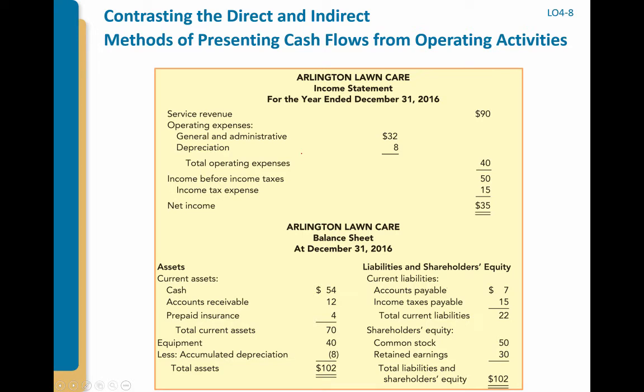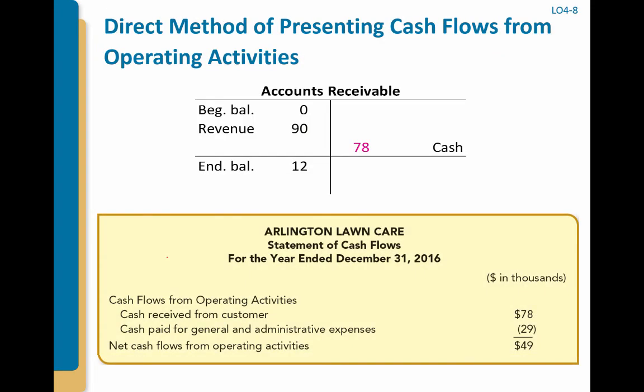So here we see basically our income statement and our balance sheets, and we need this information to go ahead and prepare our two formats. In the direct method, we take our accounts receivable balance and we take our revenue, and then we're trying to come up with this amount here of 78. Usually you have beginning balance plus revenues, and then minus your cash receipts. That is basically how we compute our cash received from customers.